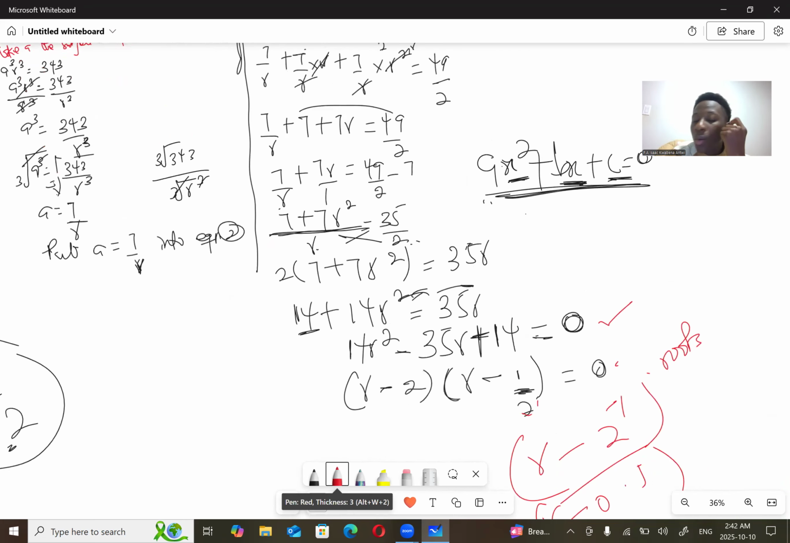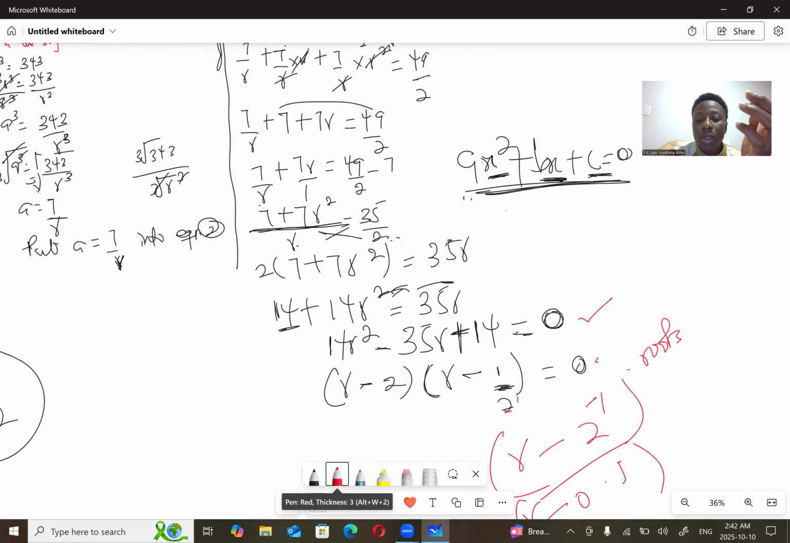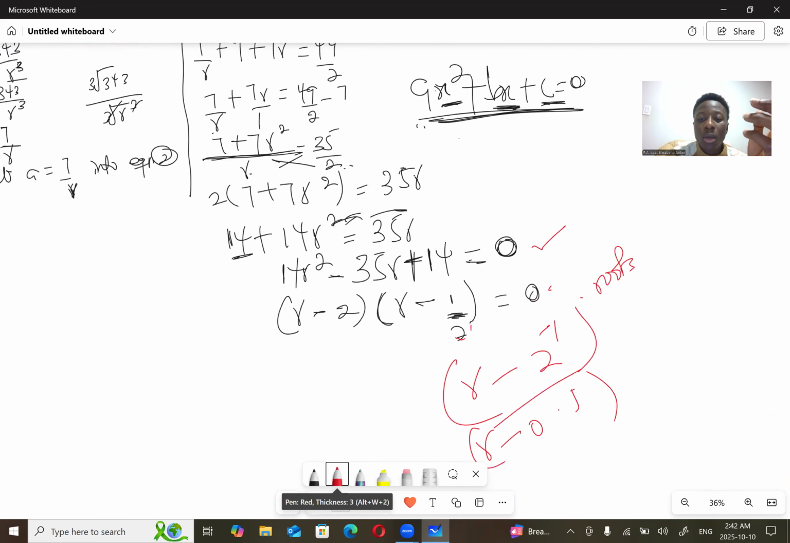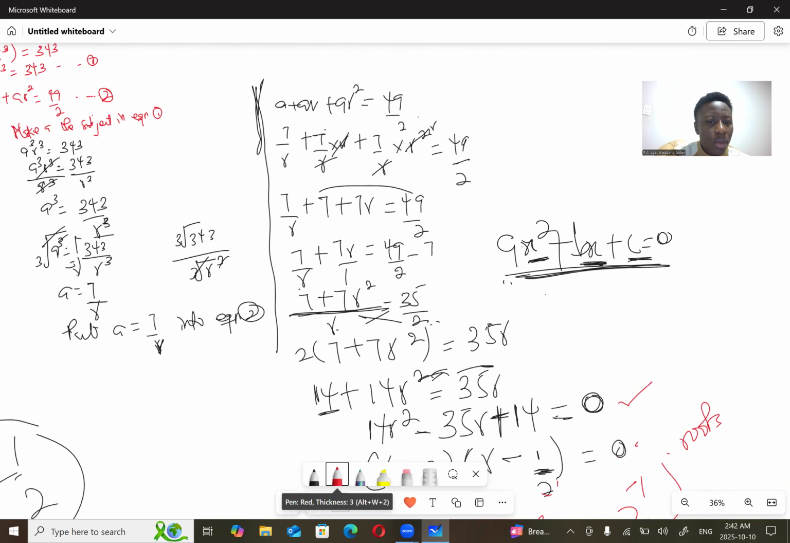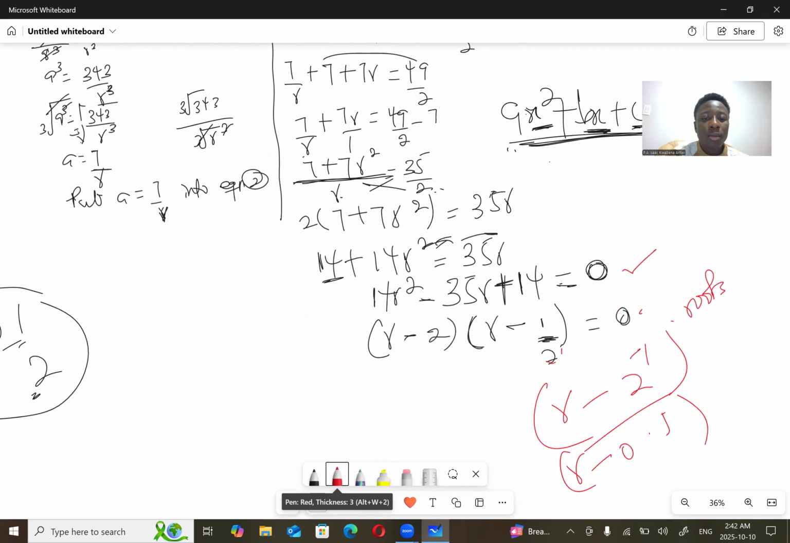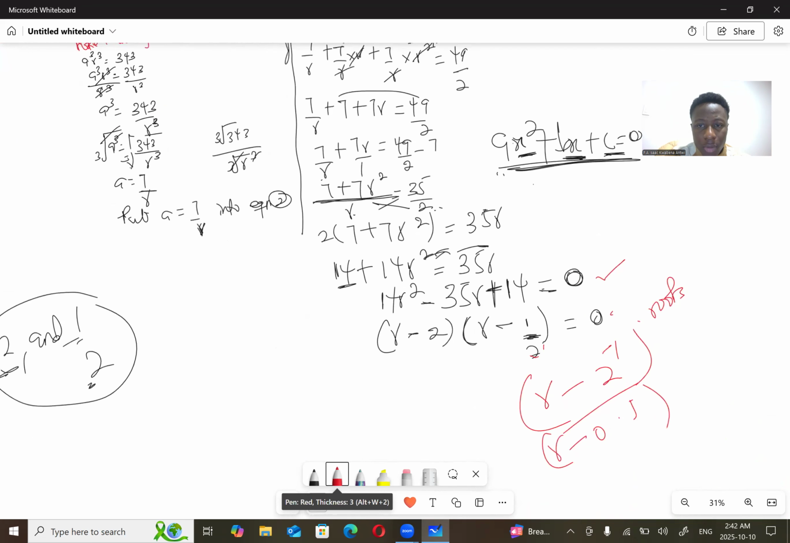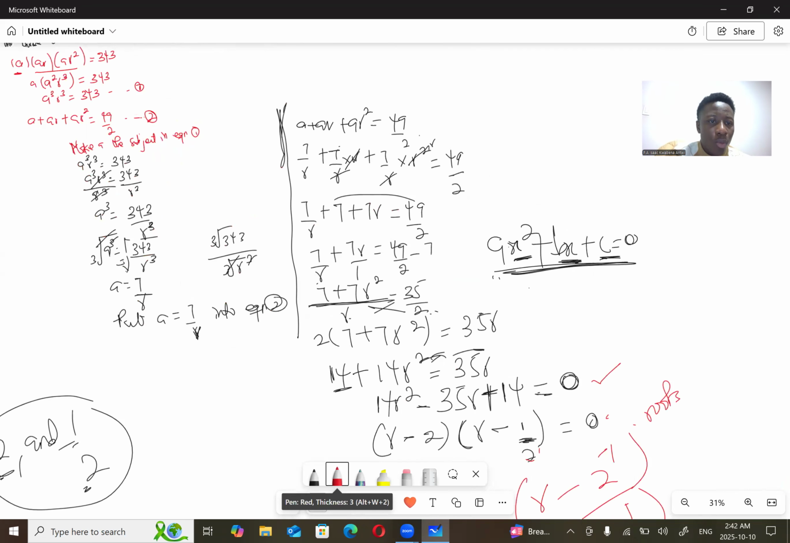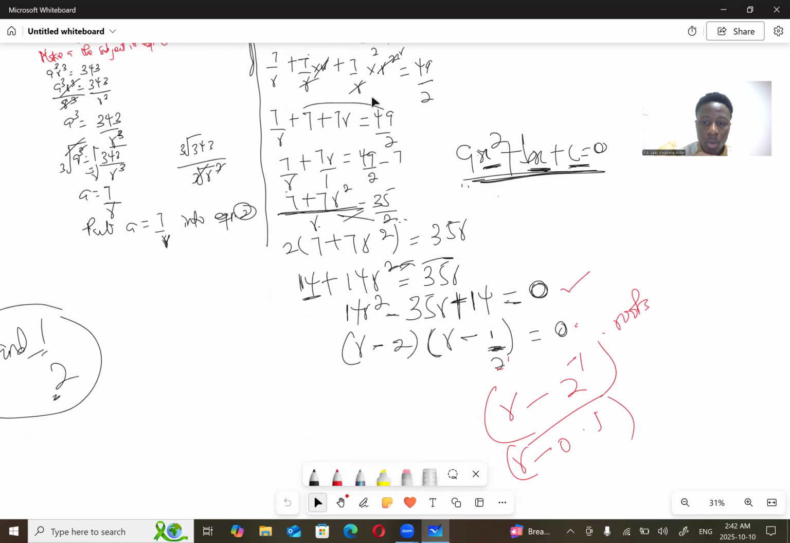Now, we had to solve them simultaneously. Nothing was found actually. We had to make a the subject and we substituted a into a different equation, which is equation 2. So nothing was really found. Now, we got to the part where I've ticked with the red ink, and it's a quadratic equation.